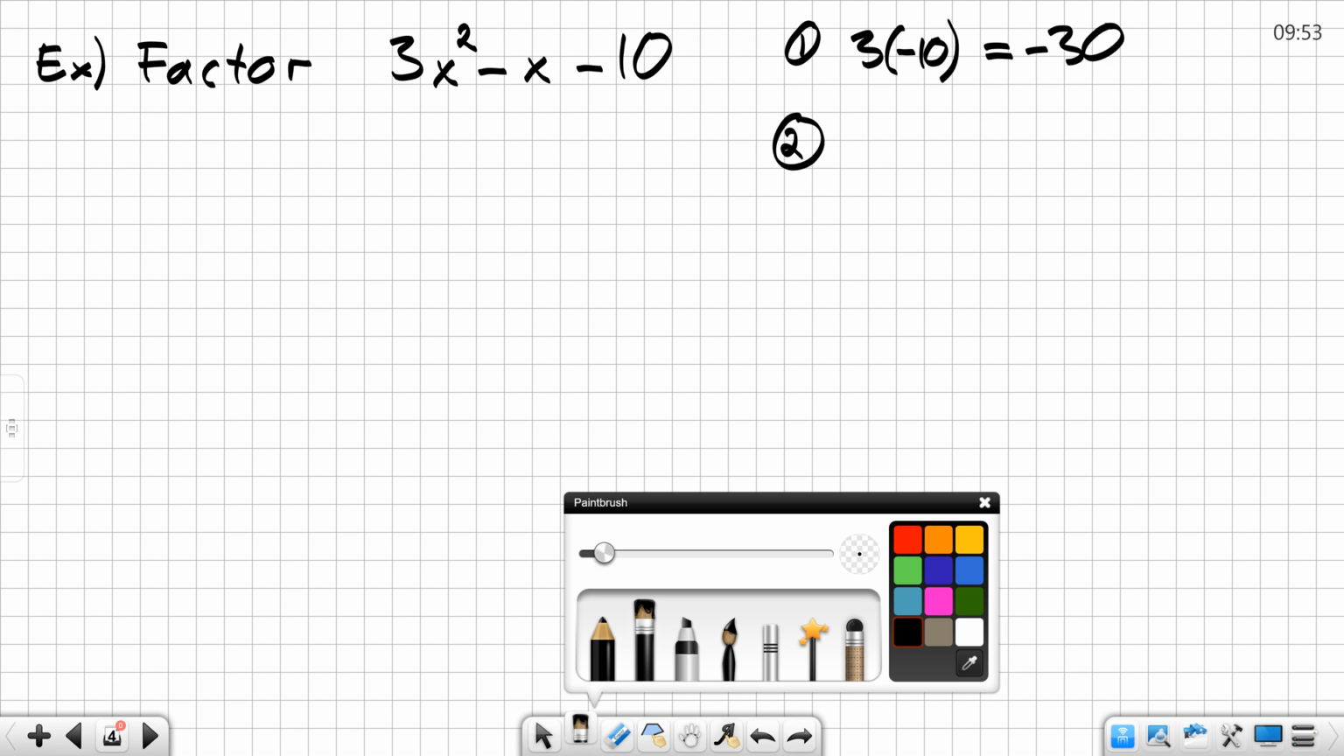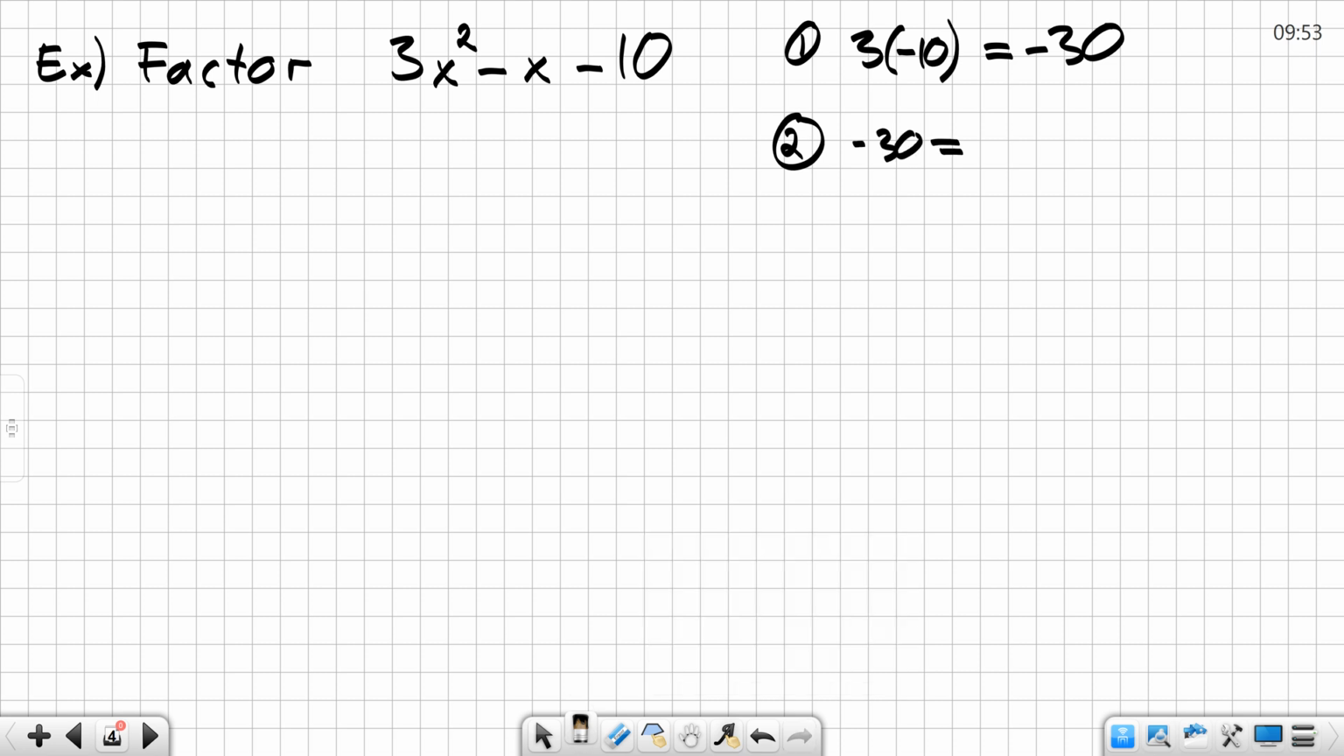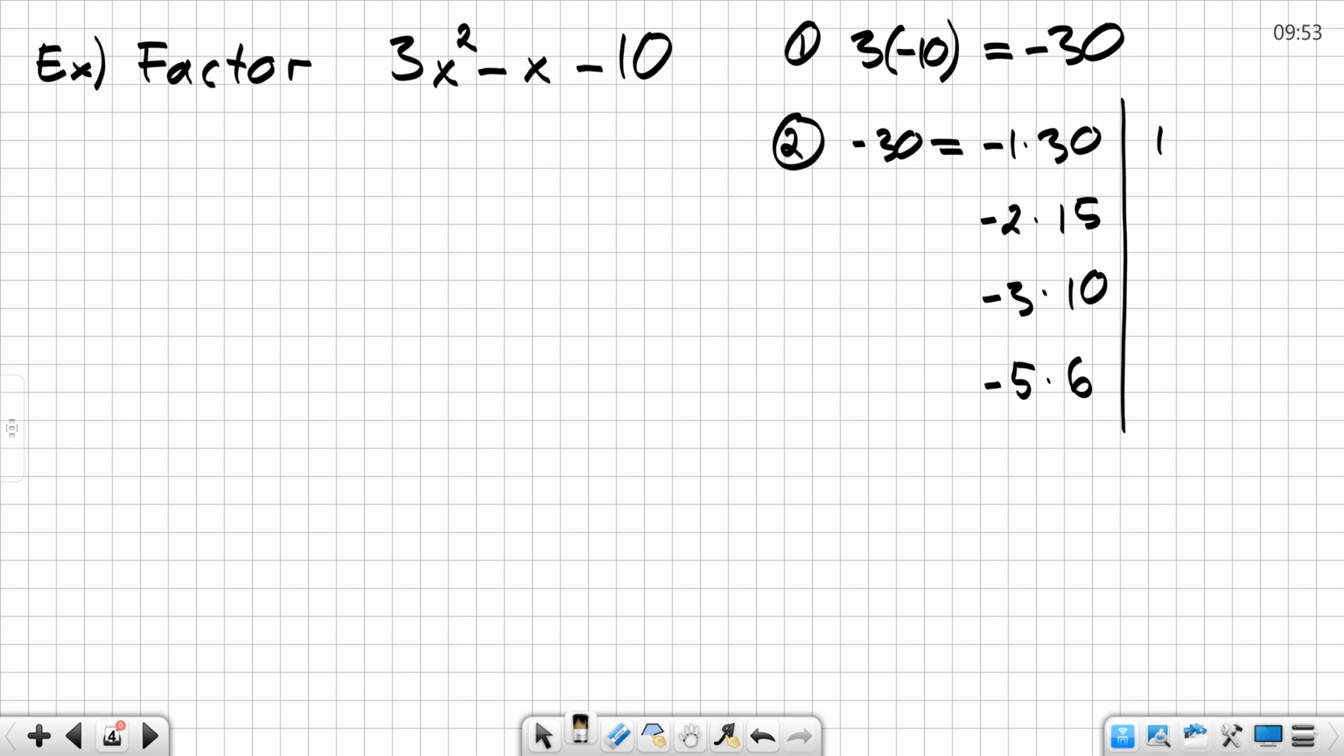So I'm going to write down negative 30. That is equal to negative 1 times 30. It is equal to negative 2 times 15. It is equal to negative 3 times 10. It is equal to negative 5 times 6. And I believe those are all of the factors. But we have to put the negative sign on the bigger number because our sum has to be negative.